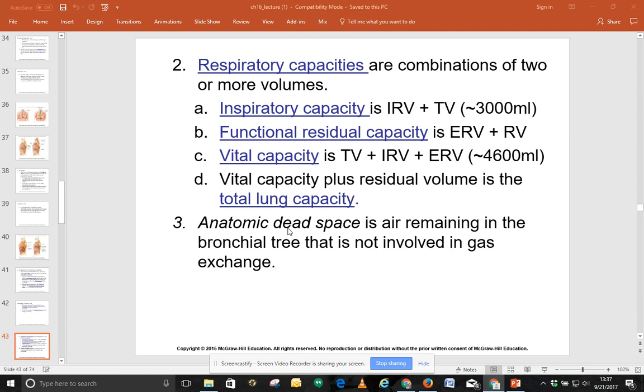Then we have a little bit of anatomic dead space, and that's the air remaining in the bronchial tree that is not involved in gas exchange. So remember, from the nose clear down into the alveoli, we have this pathway of air to follow. Now, residual or anatomic dead space, I should say, you're going to have air left in your nasal passages, your bronchi, your trachea. It's still in there. It's not contributing to any kind of respiration, but it's there, and we call that dead space ventilation.